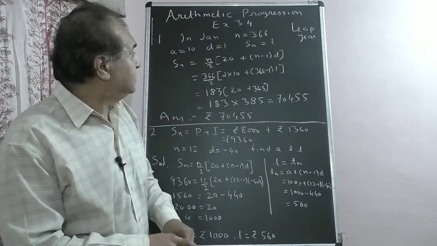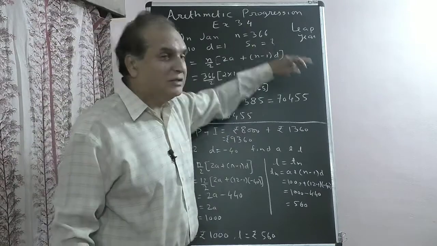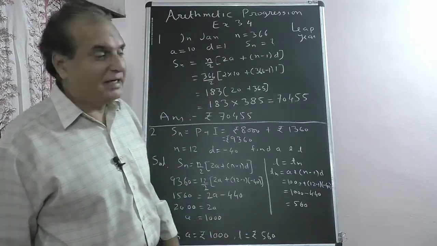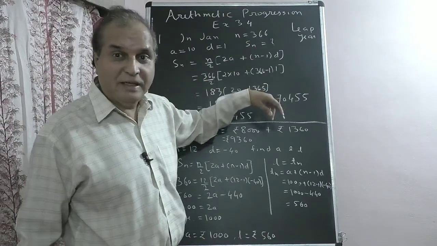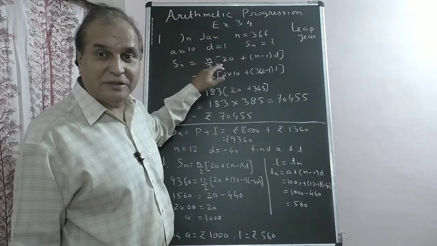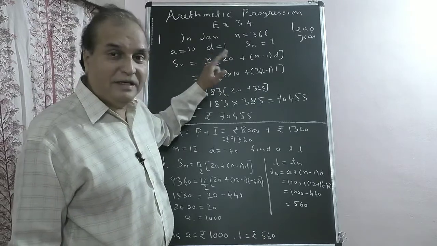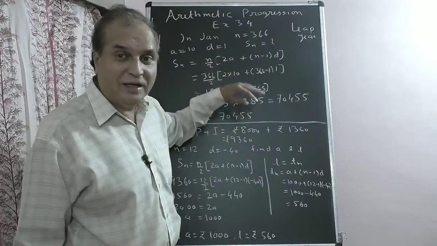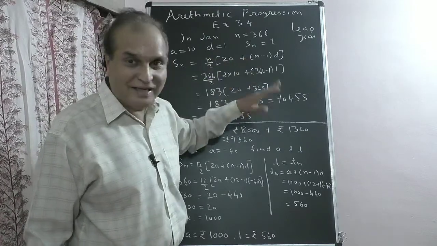Okay. So n is 366 because it's a leap year. Okay, a non-leap year has 365 days. So leap year, so be attentive. Okay. a equal to 10. First day she put rupees 10. And each day the amount was increasing by rupees 1. So d is 1. And you have to find the Sn.